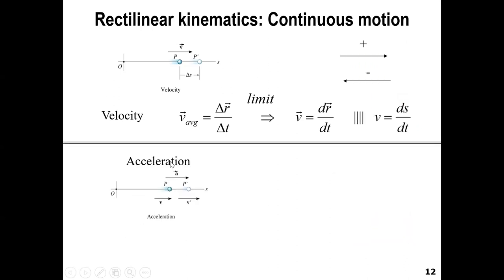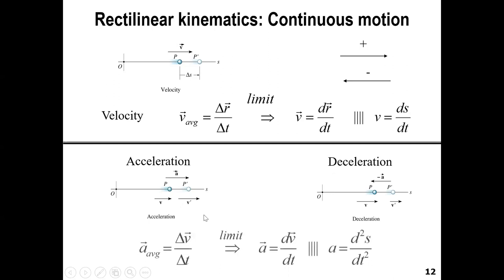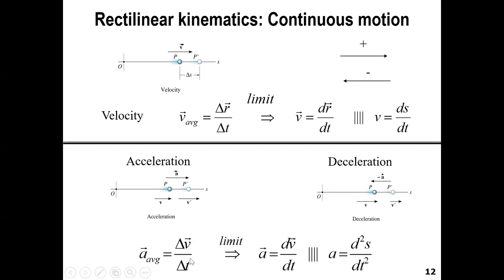So what is acceleration? Velocity was the time rate of displacement. Acceleration is the time rate of velocity. Technically, the velocity of particle P here is V at position P. When it goes to P prime, its velocity is V prime. So it definitely changes, right? This change, delta V over delta T, is average acceleration. Or if you want instant acceleration, you get dv over dt.